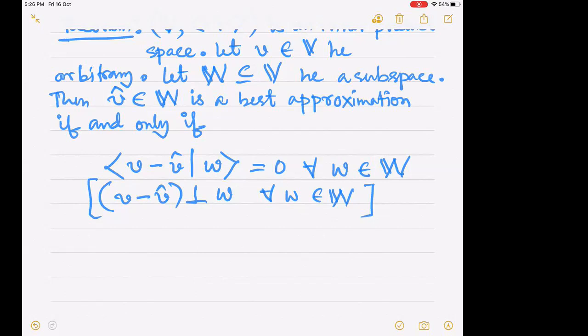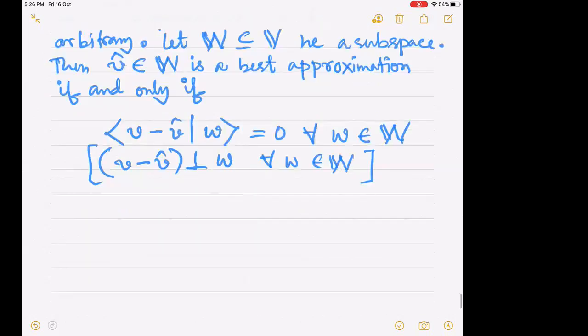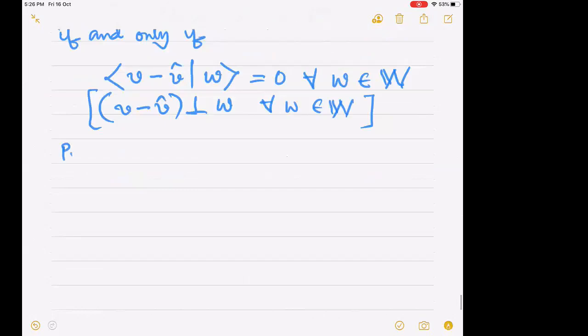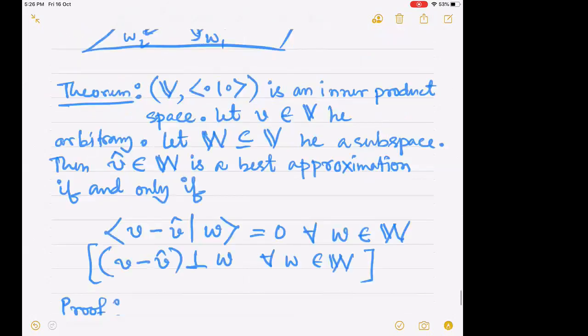But then the question remains: why should this error being orthogonal to every vector in the subspace W be necessary and sufficient for that vector to be a best approximation? So that is what we'll prove now. This is the first part of the theorem, so I'm calling it part 1. Part 2 and part 3 are coming up. We'll see them very soon.